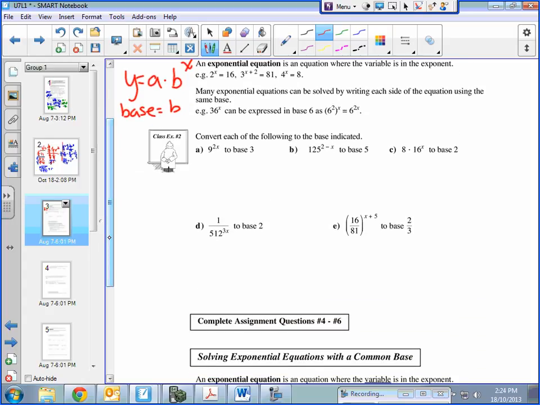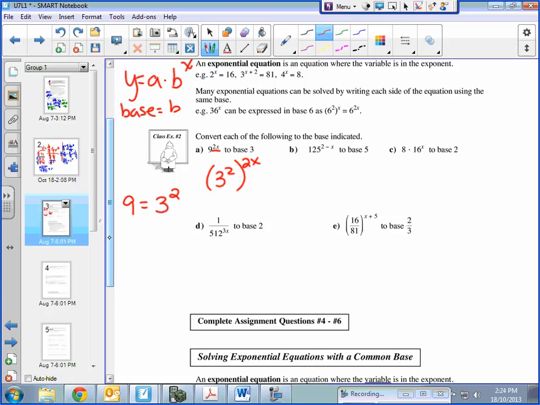So we're going to write 9 to the 2x as a base 3. I can rewrite 9 as a base 3 because what is my exponent here? I know that 9 equals 3 squared, right? So I can rewrite 9 as 3 squared, and I still have this 2x out here. Leave 9, put that in brackets, and then put the 2x out there. So we want 3 squared equals 9, and I still have my 2x as an exponent.